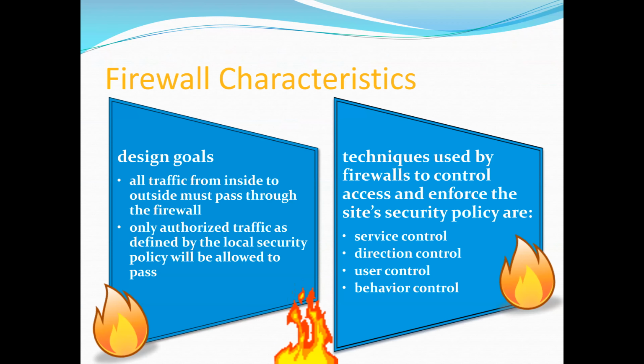Okay, so the firewall characteristics: all traffic from inside to outside must pass through the firewall, but only authorized traffic, as defined by the local security policy, will be allowed to pass. Techniques used by firewalls to control access and enforce the site security policies include service control, which basically means looking at the service, like the port numbers, and direction control: is it going in or out, right? If it's coming from the outside in, it's not allowed. Also, you can authenticate users, and you can have more sophisticated ways of looking at the behavior.